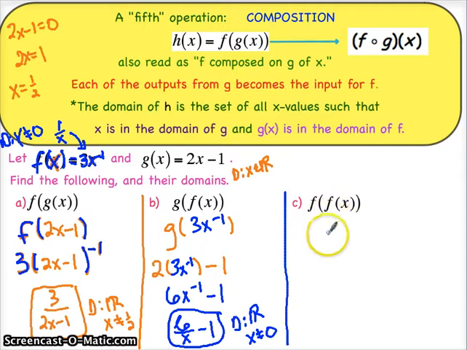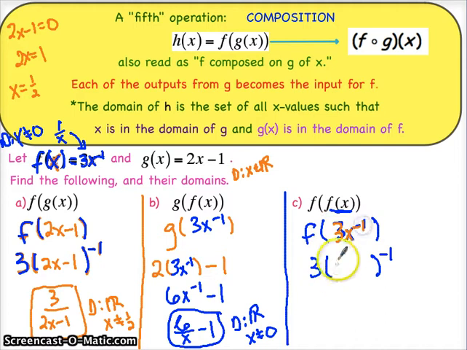And finally, f composed on itself. Well, we're going to take the outside function. We're going to plug in f of x on the inside. Again, that's this part. So I'm going to take 3 composed on something to the negative 1, inserting my 3x to the negative 1 from the inside here.